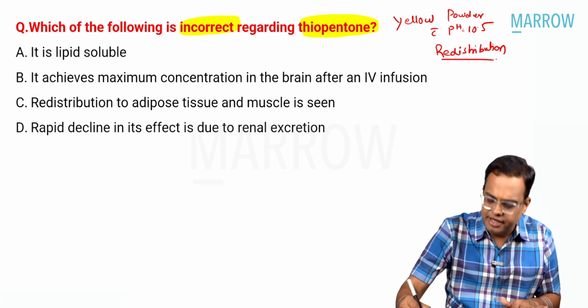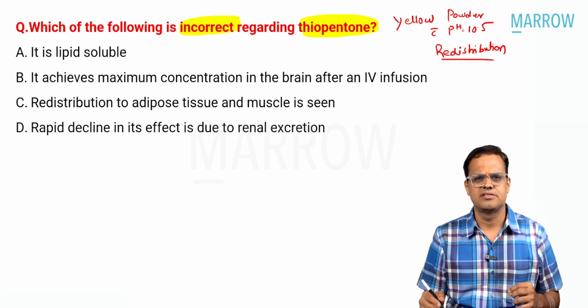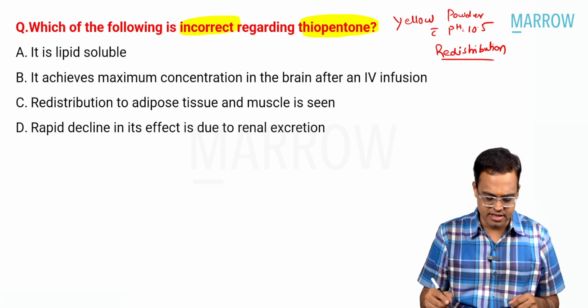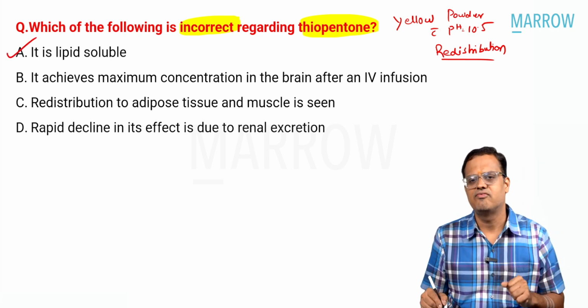Redistribution. I have said it many times in the revision sessions, in the routine classes, and in the offline classes also. Now let us see the options. So it is a lipid soluble substance. That's the right answer. We have to identify the false one, right?